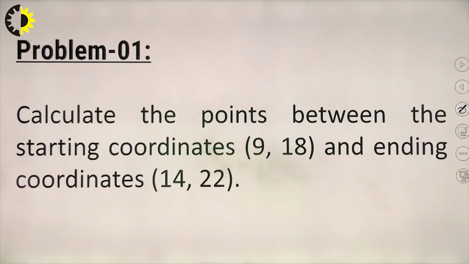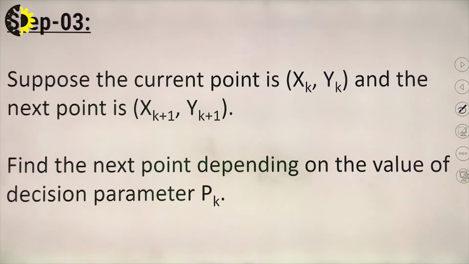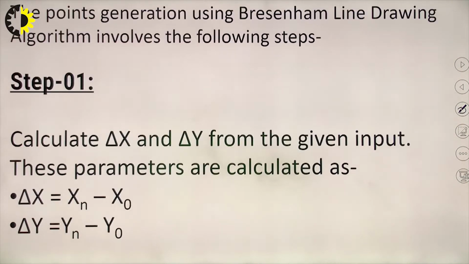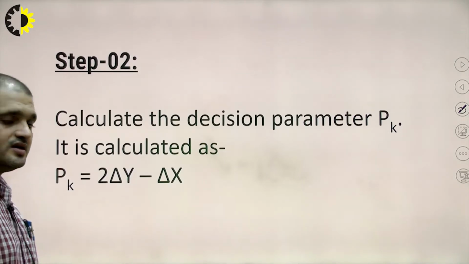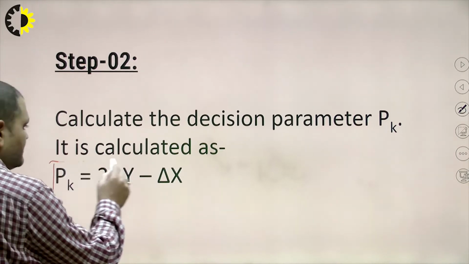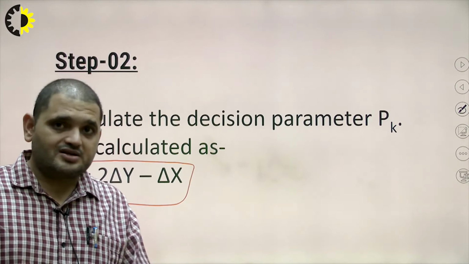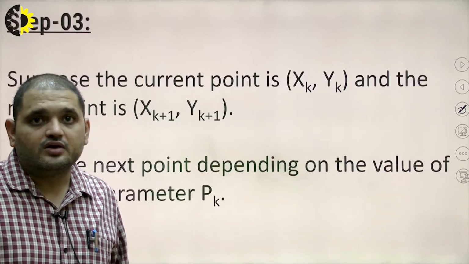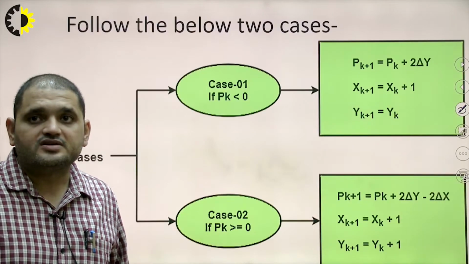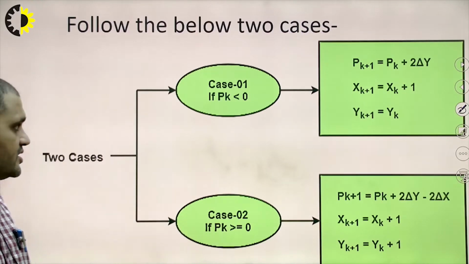You can see the algorithm once again. First we have to find del x, then del y, then our decision parameter, that is 2 del y minus del x. The decision parameter has to be calculated just for the starting purpose, and then the algorithm has to be repeated again and again. Iteration will be made using these conditions.